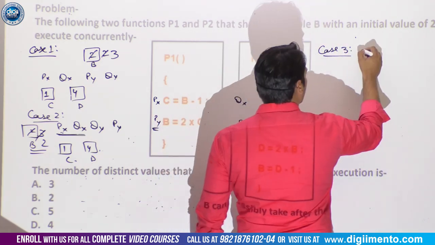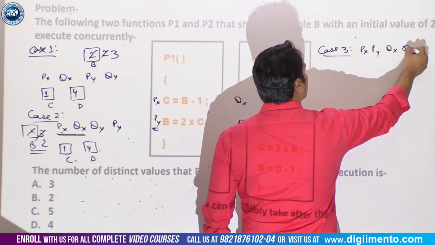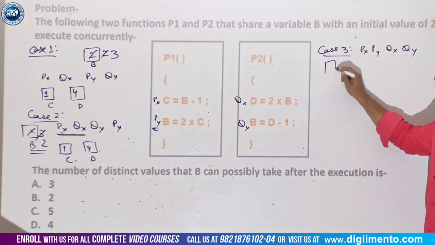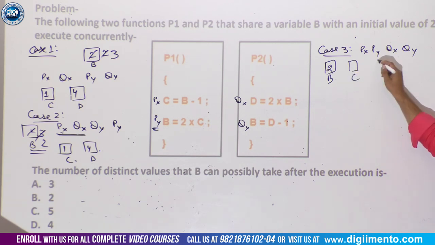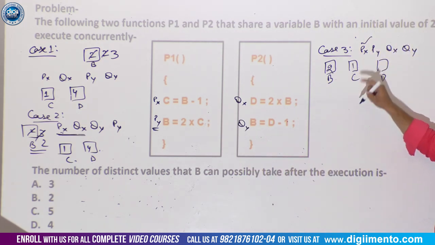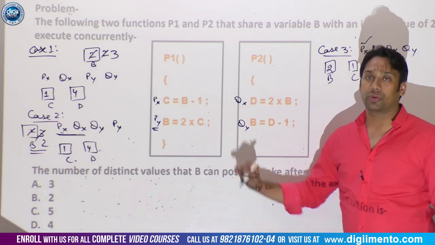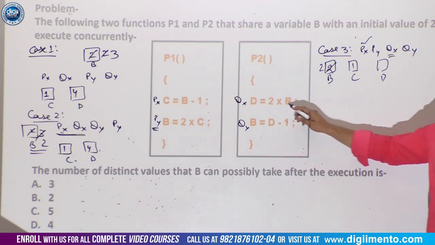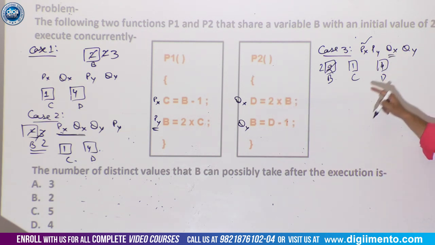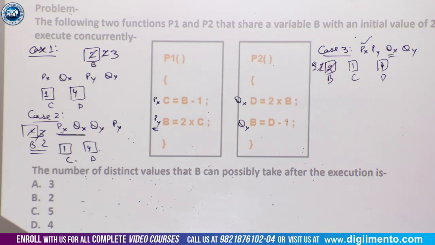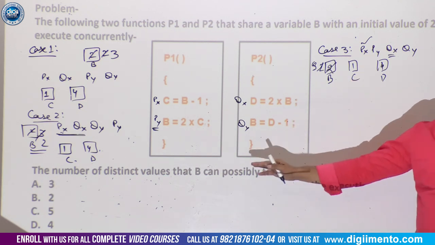Let us assume we will execute PX, PY, QX and QY. First we execute PX and PY, then we execute QX and QY. So here the initial value of B is 2, this is the value of C, and this is the value of D. If I try PX, PX means C is equal to B minus 1, so C will be 1. If I execute PY, PY means B is equal to 2 into C, so the value of B will become 2. Then I execute QX. QX means D is equal to 4, and QY means B is equal to D minus 1, which is 3. So in this scenario, the last value stored in B is 3.